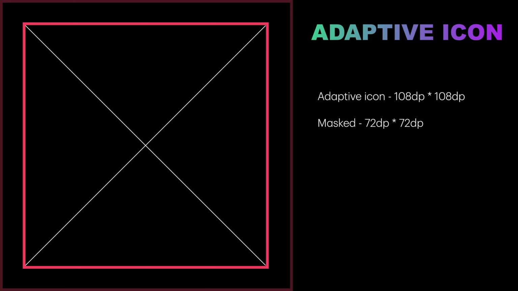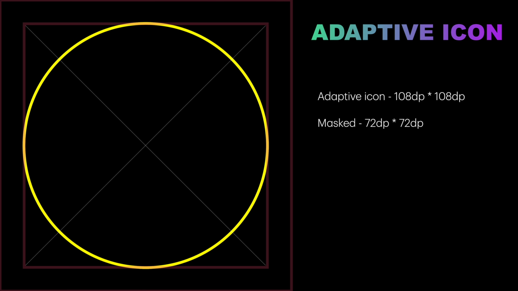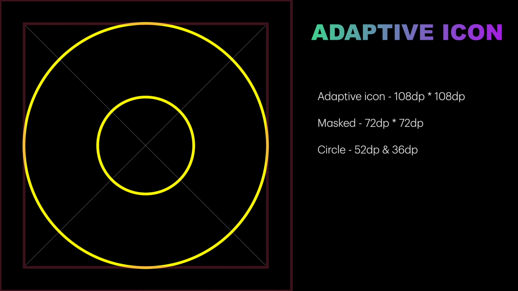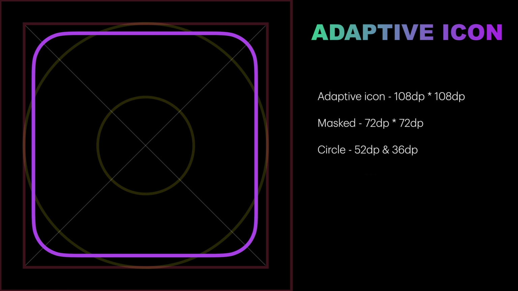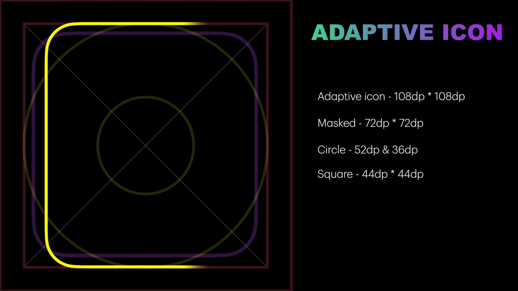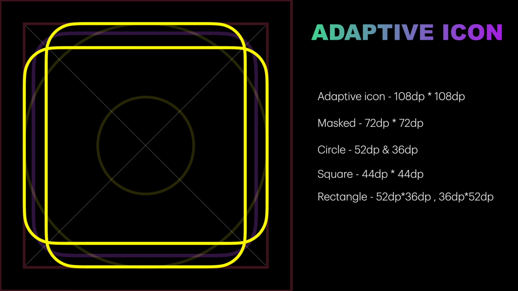Keyline shapes are predefined geometric guides that help designers ensure consistent proportions and visual balance. Think of them as a design blueprint. The first keyline shape is two concentric circles of 52 and 36 dp respectively. The next keyline shape is a square of side 44 dp. And lastly, we have two rectangles of given sizes on screen.